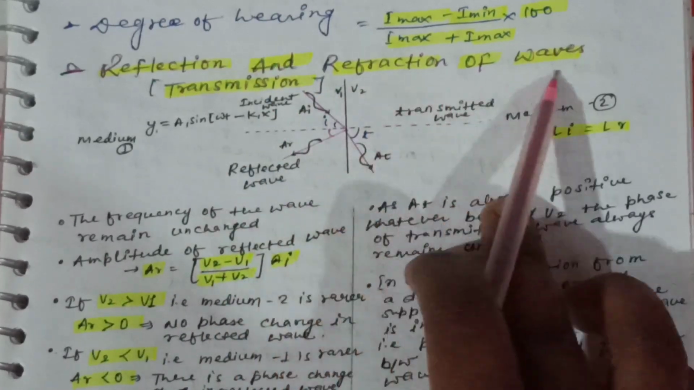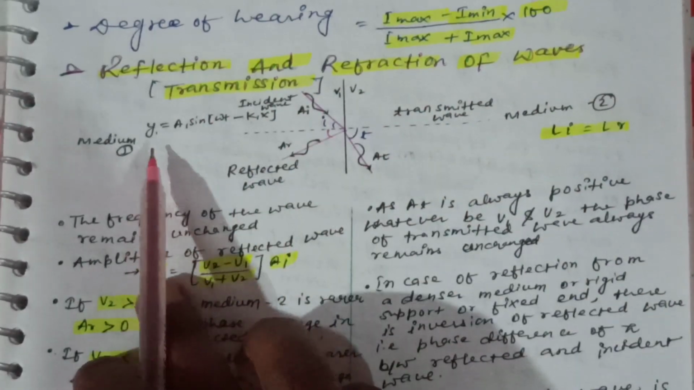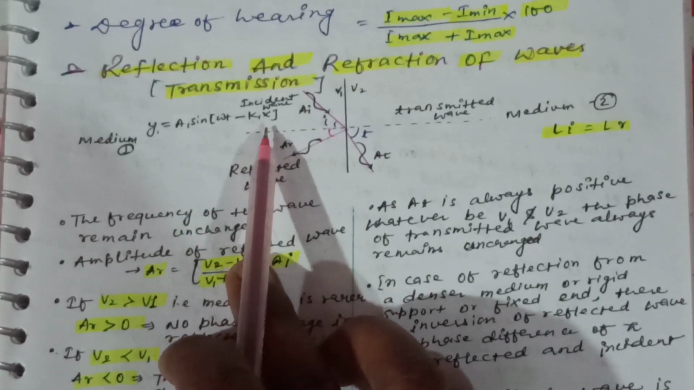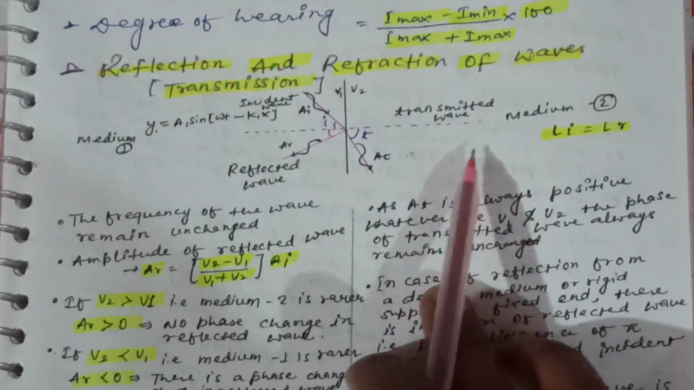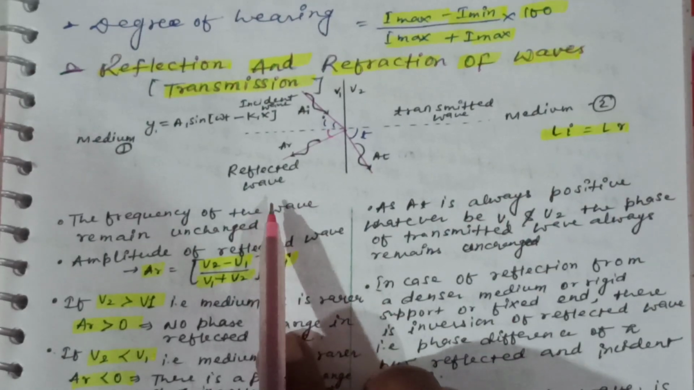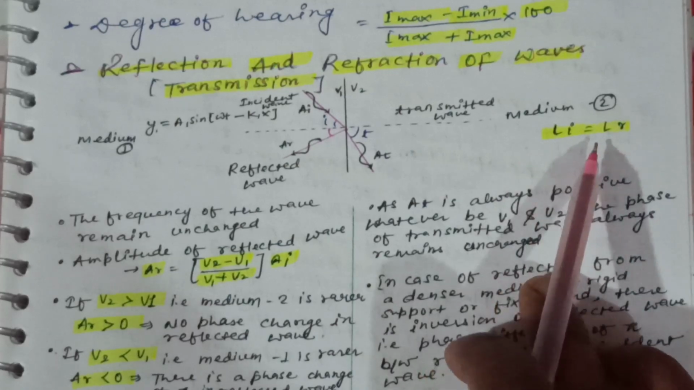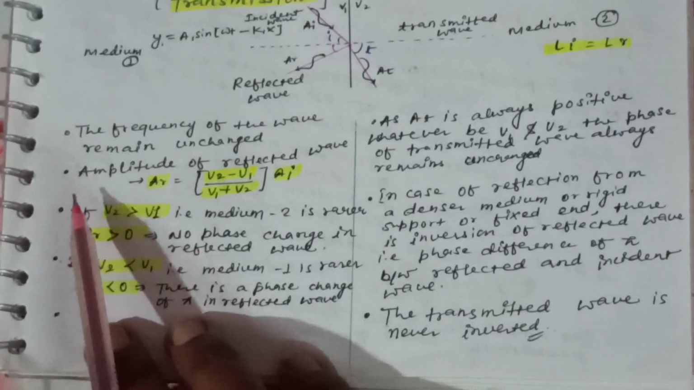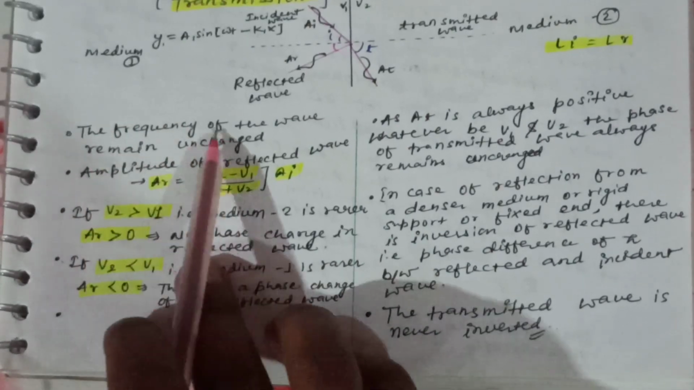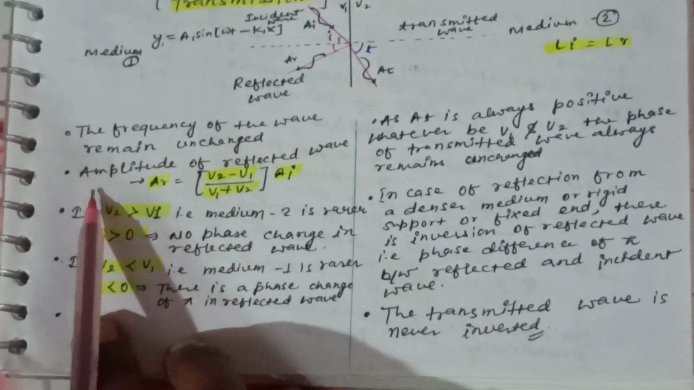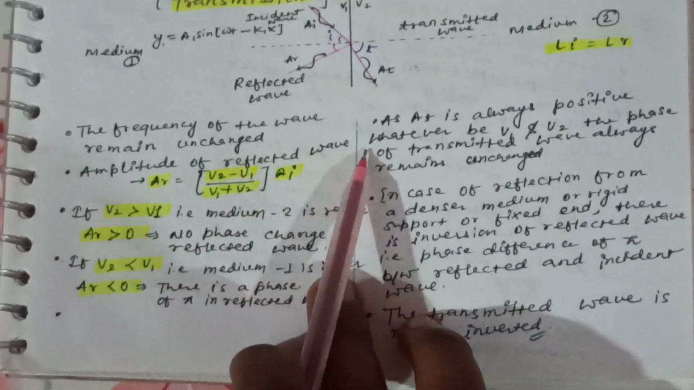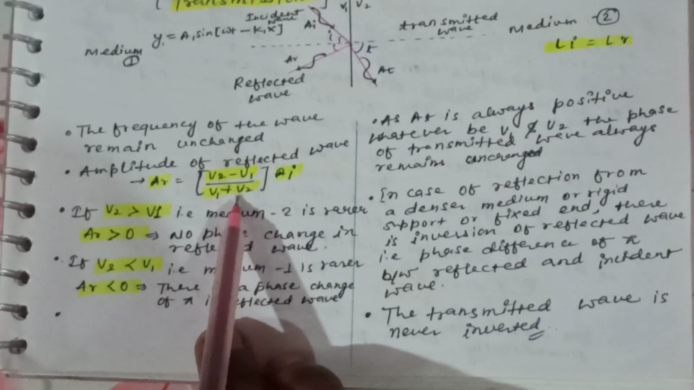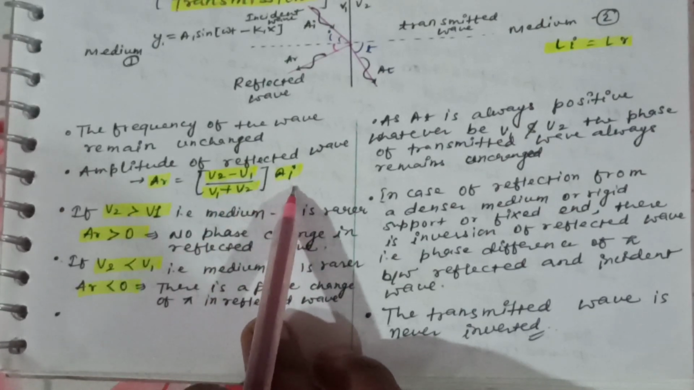Reflections and refractions of waves, transmissions. y1 is equal to a sin(omega t minus k1x). Transmitted wave, medium. Reflected wave. Angle of incidence is equal to angle of reflection. The frequency of the wave remains unchanged. Amplitude of reflected wave AR is equal to ((V2 minus V1) upon (V1 plus V2)) AI.